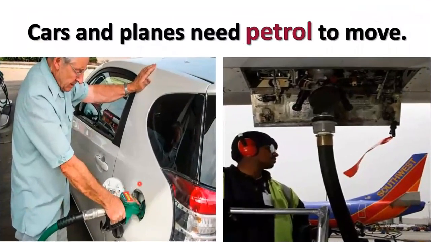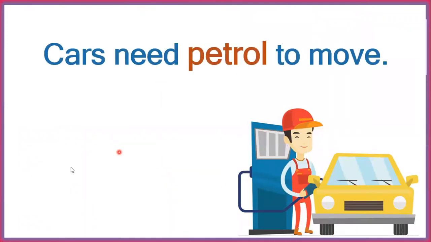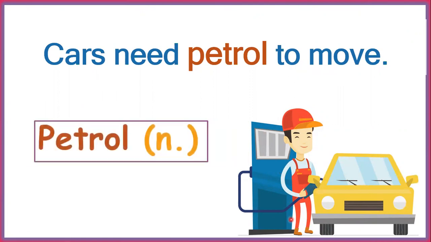We have the third lesson, which talks about oil. Let's read the example. Cars and planes need petrol to move. Petrol? What do you mean by petrol? Petrol is that white liquid that we use in our cars to move. We put petrol in our cars in order to move. And we take petrol from oil. So cars need petrol to move. We can't move our cars without putting petrol inside them.